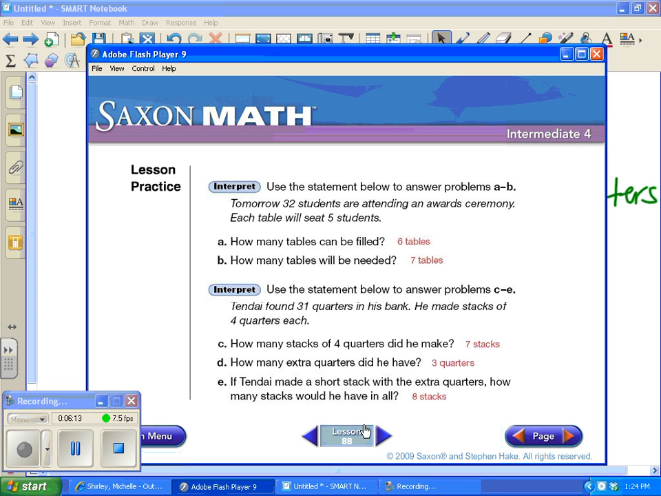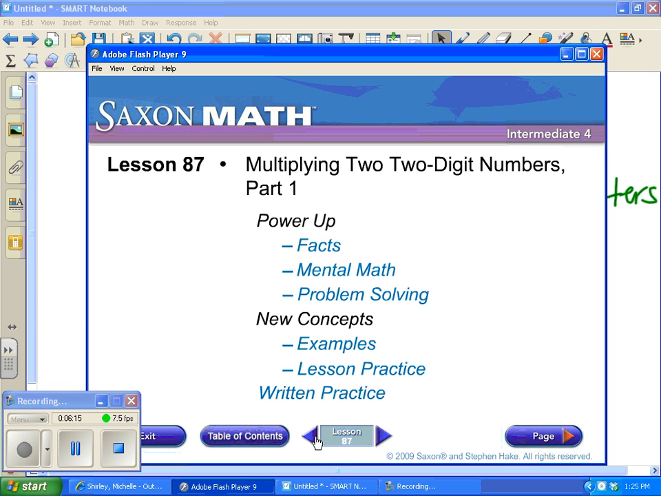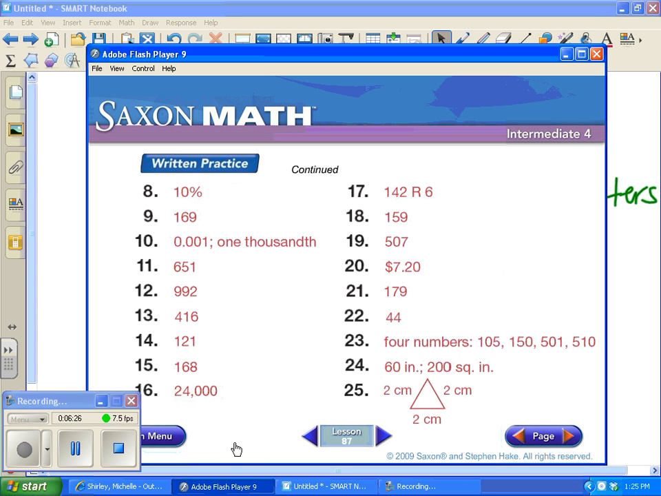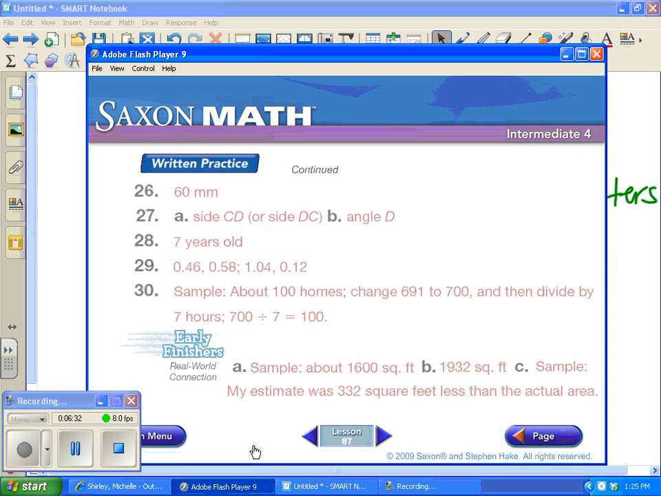Okay, now I know you need to go back and check 87 practice, so hit pause as you check 1 through 7, and don't forget to turn your work in, okay? Hit pause as you check 8 through 25. And hit pause as you check 26 through 30 and the early finisher if you did that.